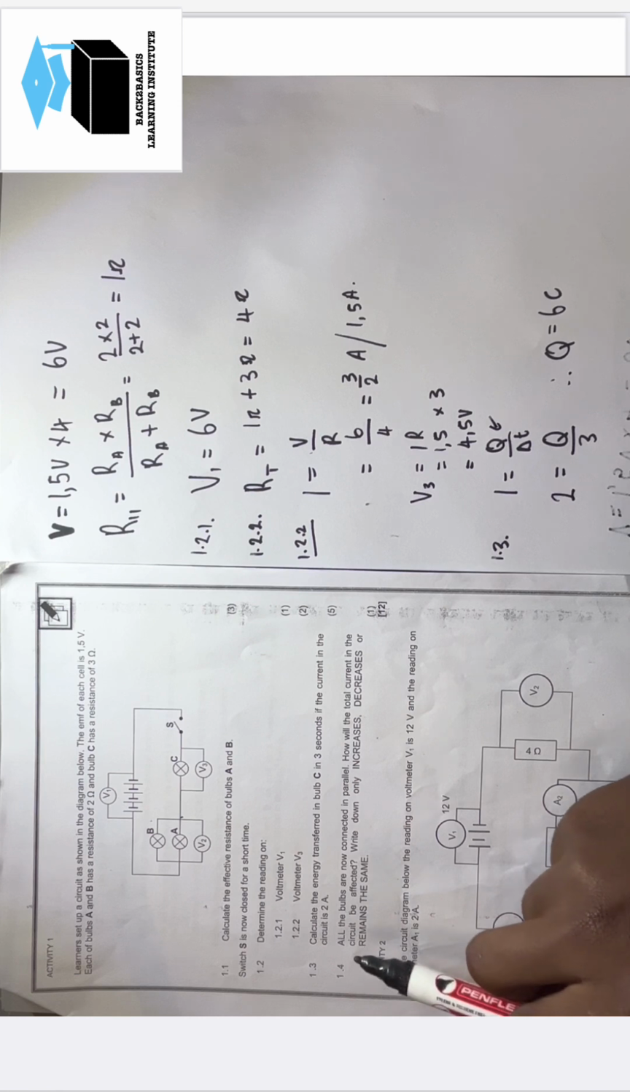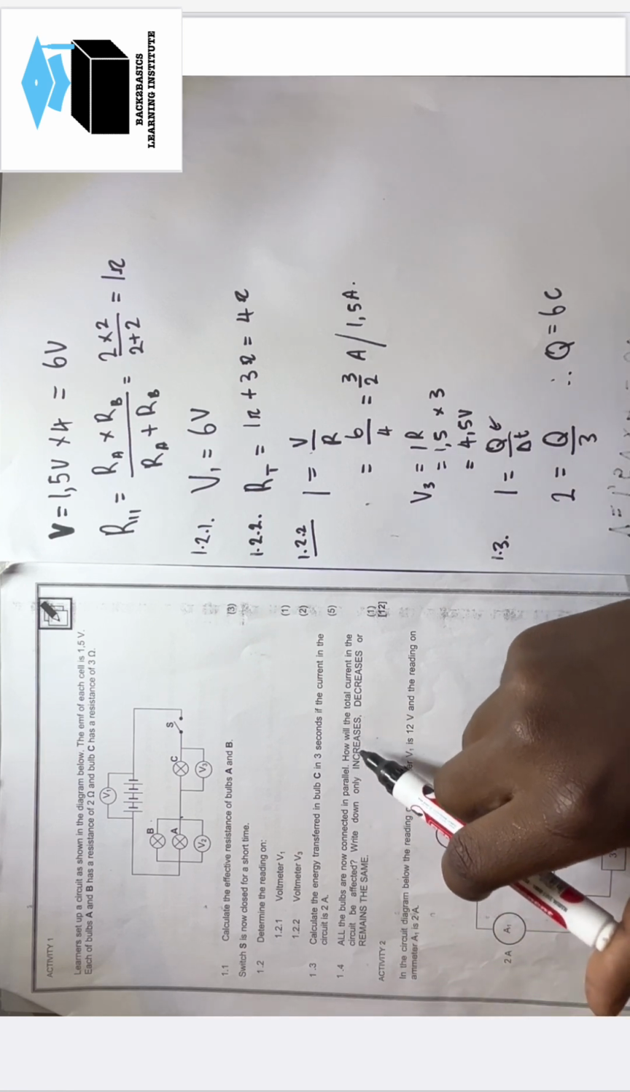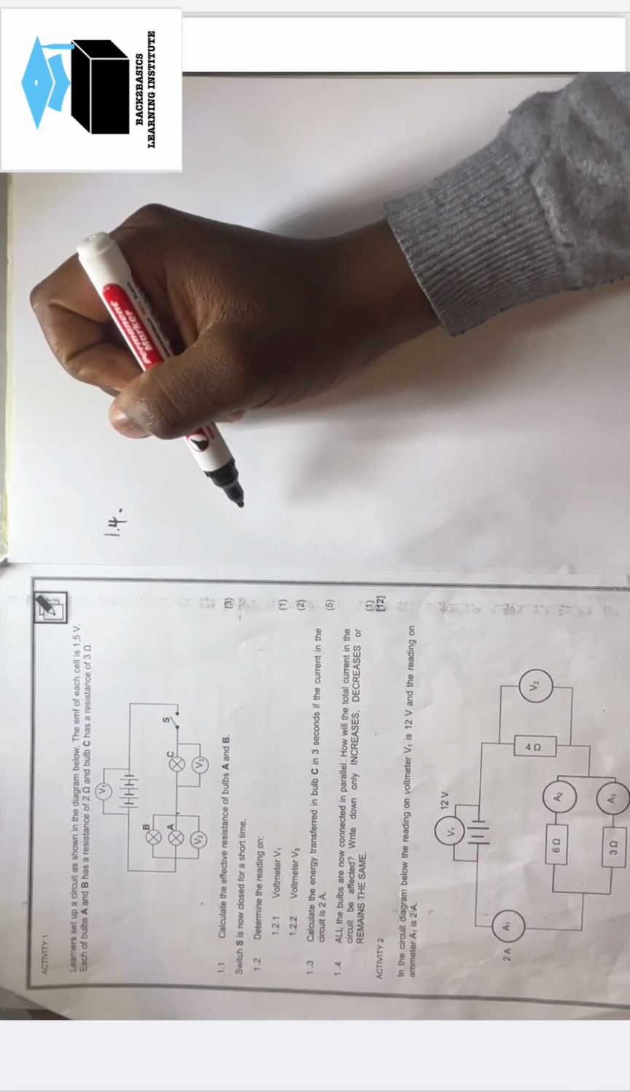Now in 1.5, they say all the bulbs are now connected in parallel. How will the total current in this circuit be affected? Write down only increase, decrease, or remain the same. Now, let's think about this very critically. Now they are connected in parallel.